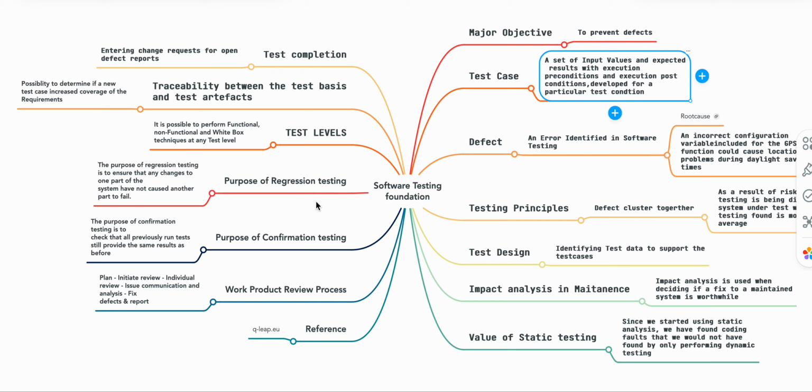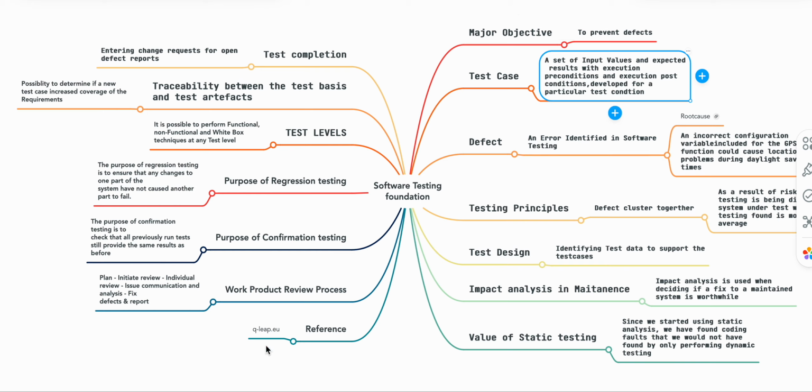Purpose of regression testing: the purpose of regression testing is to ensure that any changes to one part of the system have not caused another part to fail. Purpose of confirmation testing: the purpose of confirmation testing is to check that all previously run tests still provide the same results as before.